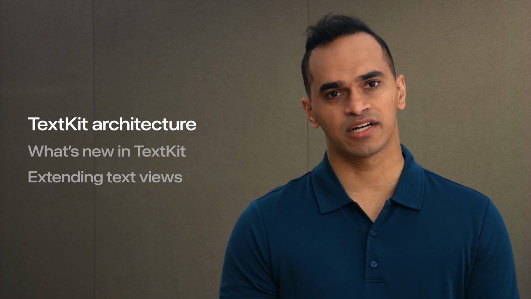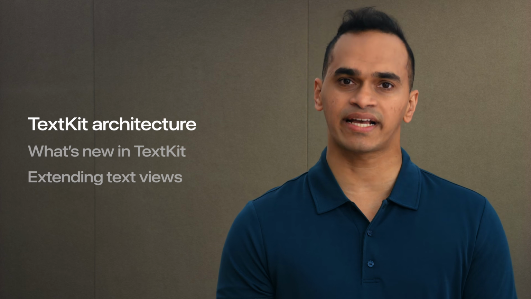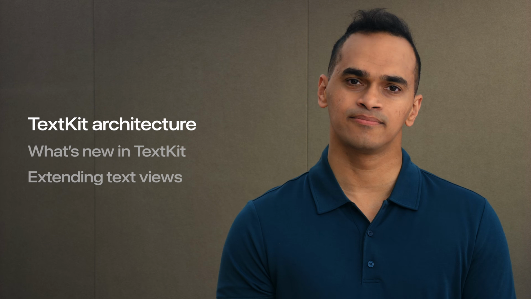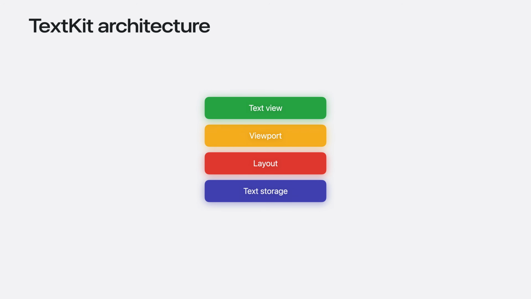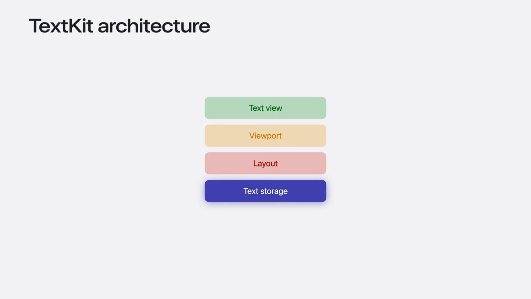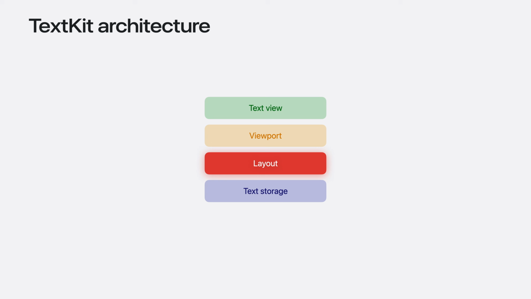Understanding the TextKit architecture is pivotal to making a great custom text experience. Let's start there. TextKit uses a 4-layer architecture for text rendering. At the base is the text storage layer. This encapsulates all the text data to be rendered. The layout layer sits on top of the text storage. It's responsible for breaking the text into chunks for rendering. Next is the viewport layer. This keeps track of which of the chunks from the layout are visible. At the top is the view layer. This is where the text appears in your app.